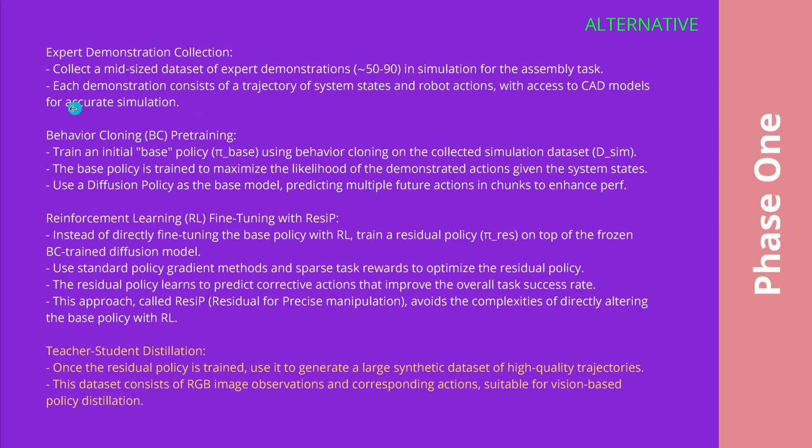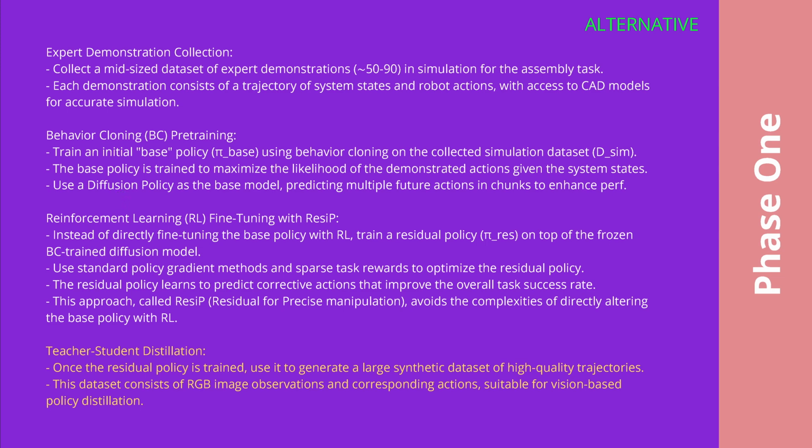And then in this behavioral cloning, BC, pre-training phase, we train here an initial base policy using here the behavioral cloning on the collected simulation dataset. Now the base policy is trained to maximize the likelihood of the demonstrated action given the system states, and we use here a diffusion policy as the base model, predicting multiple future actions in chunks to enhance the performance. And if you ask why do we need here a diffusion policy, I explain exactly this reason in my last video.